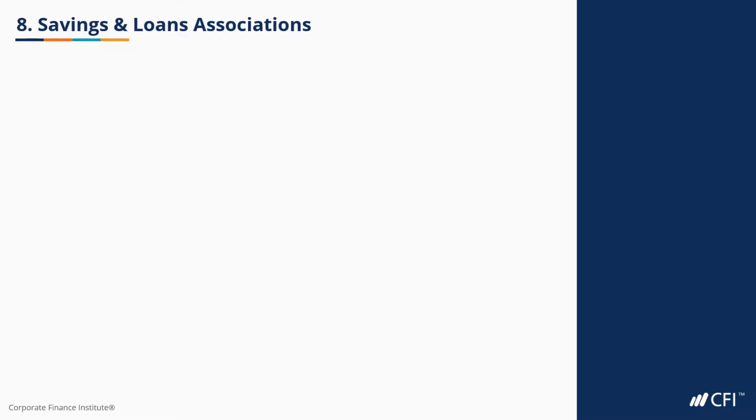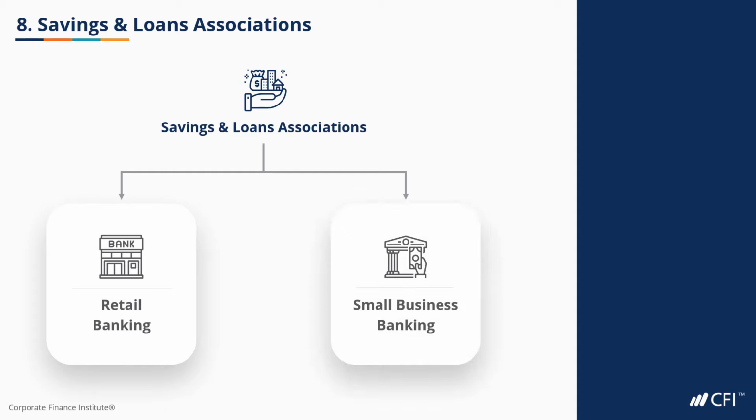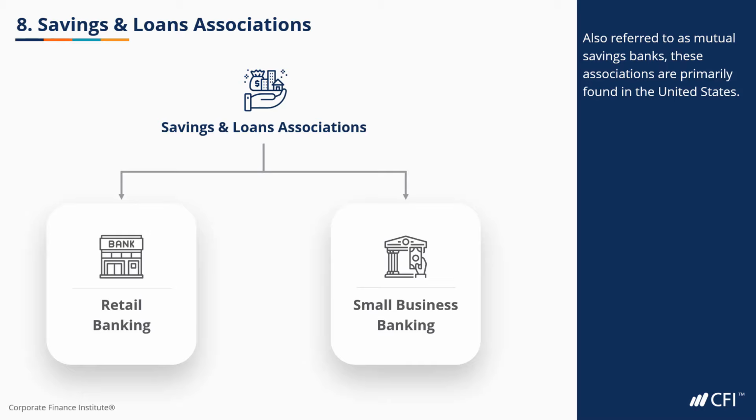Savings and loan associations, also referred to as mutual savings banks, are very similar to building societies, except these associations are primarily found in the United States. Similar to credit unions and building societies, they are typically mutually held where customers are members with voting rights. The difference to the other types of financial institutions is that it is possible for a savings and loans association to be a joint stock company.